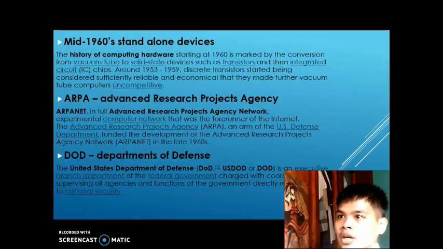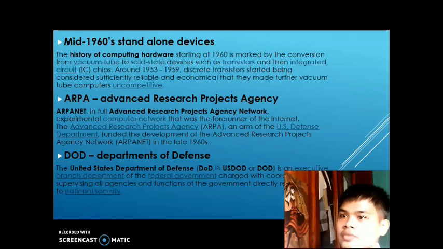ARPA, or Advanced Research Project Agency. ARPANET, the Advanced Research Project Agency Network, was an experimental computer network that was the forerunner of the Internet. ARPA, an arm of the U.S. Defense Department, funded development of the ARPANET in the late 1960s. DoD, or the Department of Defense.